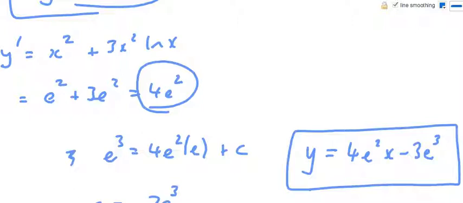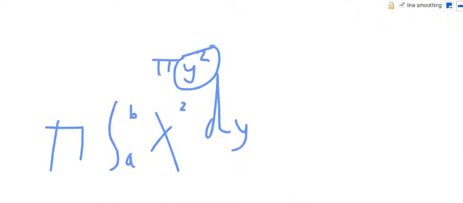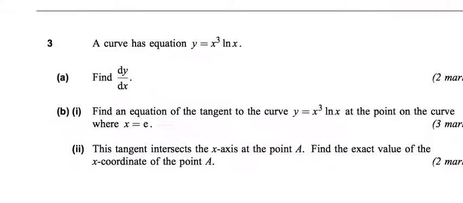That's quite easy to do, because it's just going to be x equal to 3e cubed divided by 4e squared, which is just 3/4 e. And we want to leave that as 3/4 e, not as a decimal. Okay, so that was that one.